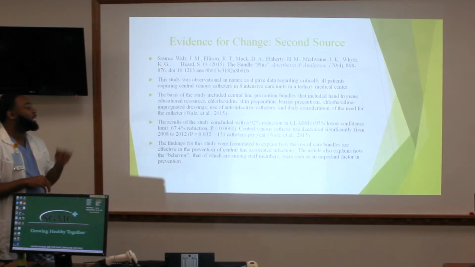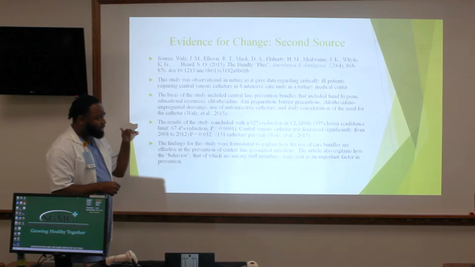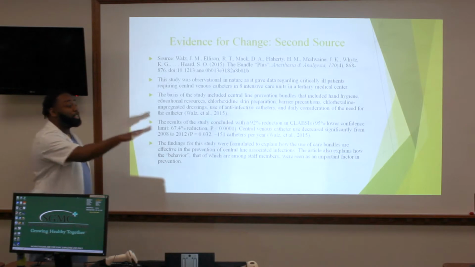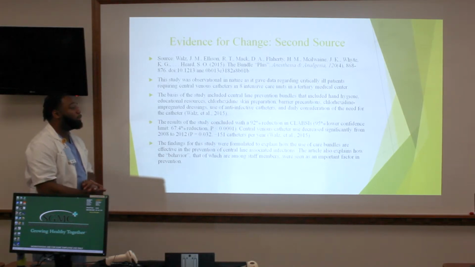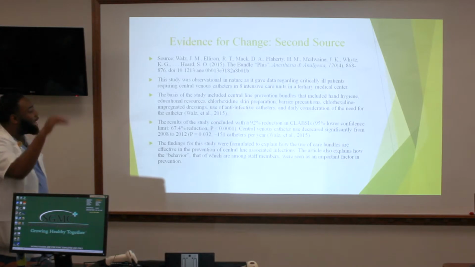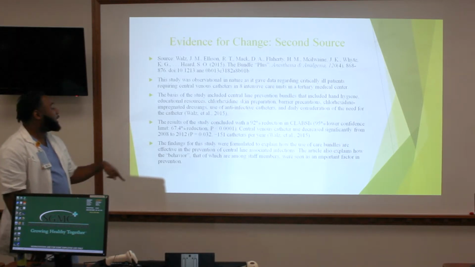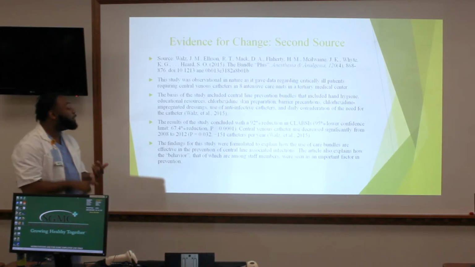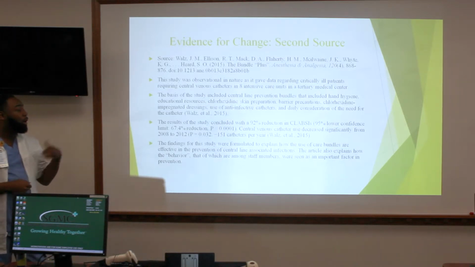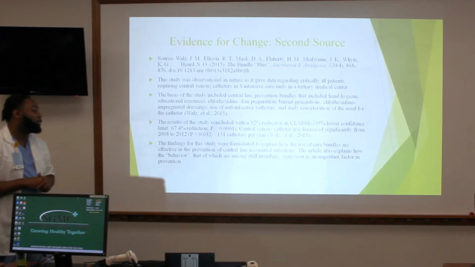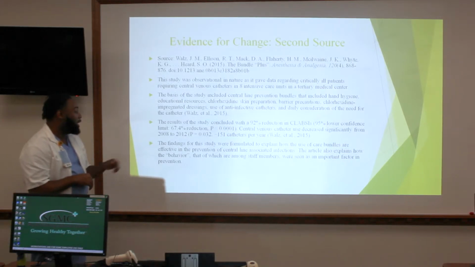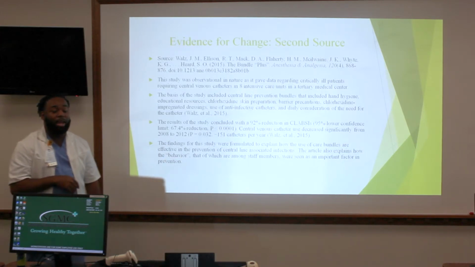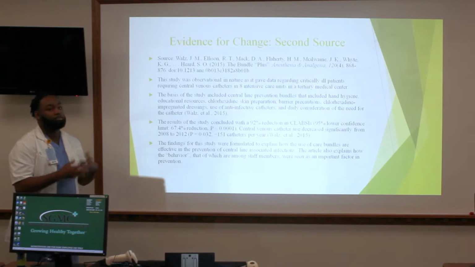The result concluded with a 92% reduction in CLABSIs, which basically means out of everybody in the study, 92% of those were reduced in the amount of CLABSIs. That's a pretty remarkable number given that the CLABSI rate is so high. Central venous catheter use decreased between 2008 to 2012. The findings were formulated to explain how bundles for prevention are used in the overall prevention of central venous catheter associated infection. The article also explains how the behavior, which is among staff, was seen as an important factor of central line associated infections. Next slide.